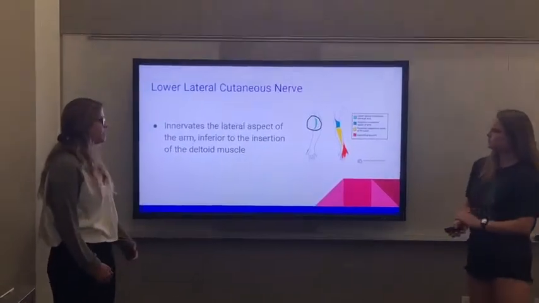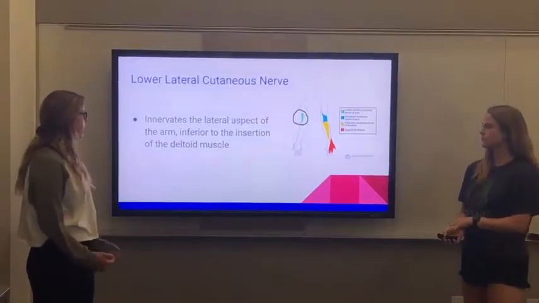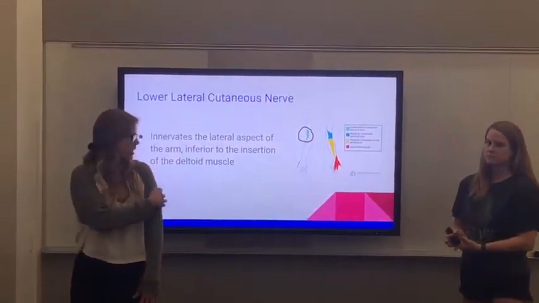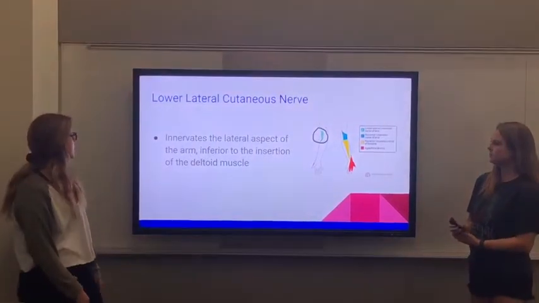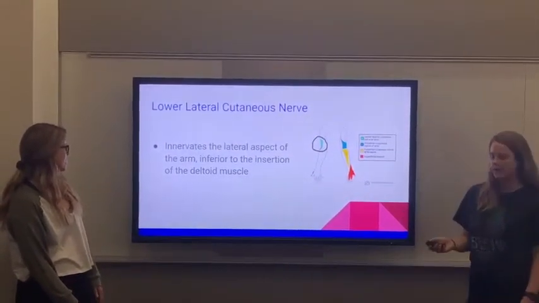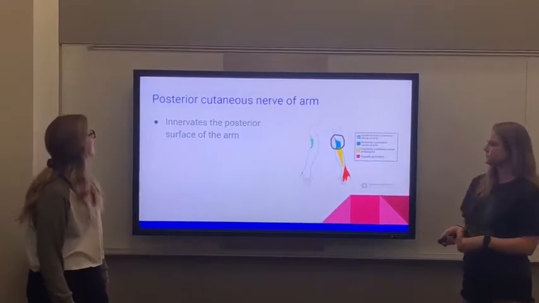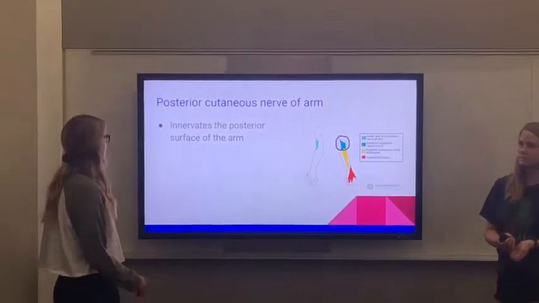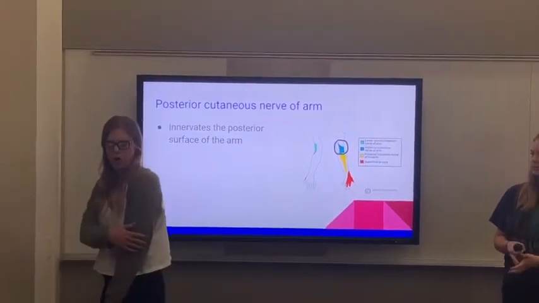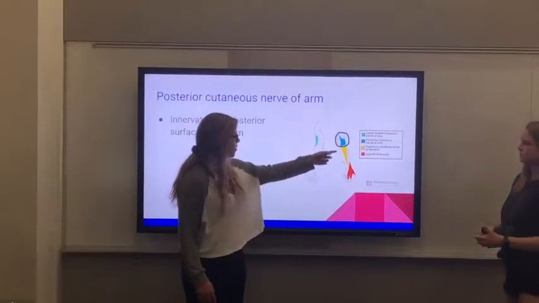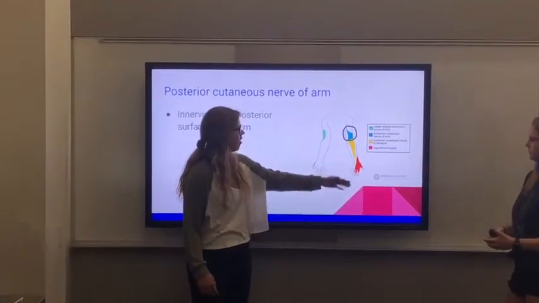All right, so the first one is the lower lateral cutaneous nerve. This one innervates the lateral aspect of the arm inferior to the insertion of the deltoid, so just over here. And it's depicted in this picture in green, which you can see in that black circle. The next one is the posterior cutaneous nerve of the arm. This one innervates the posterior surface of the arm, so up here on the back. Once again, you can see it's circled. This is the posterior side of the arm on this side.